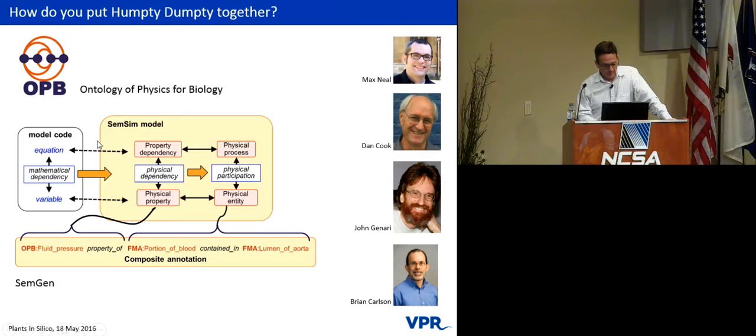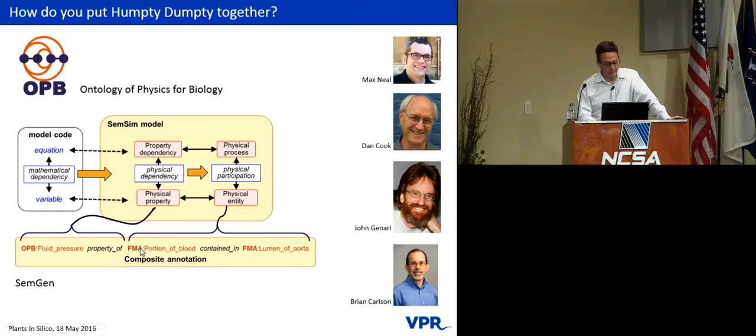One of our teams at VPR, most of these folks are at the University of Washington, and Brian Carlson is at the University of Michigan, have been working on tools for annotating models in a controlled way. In order to annotate models, you need the right kind of ontology. So Dan Cook has been developing the Ontology of Physics for Biology. We use this ontology in combination with other, more well-established ontologies, mostly one called FMA, the Foundational Model of Anatomy.